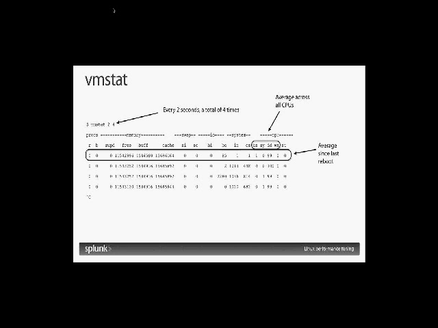vmstat 2 4 I've got here, for example: every 2 seconds it takes a sample and it does it a total of 4 times. And that's going to show you memory, swap, I/O, system, and CPU. It's got a lot of information there. And the first line is always the average since the last reboot. So if you are looking for immediate information, you're going to want to ignore that first line.